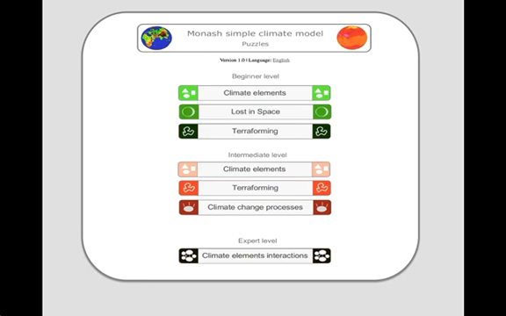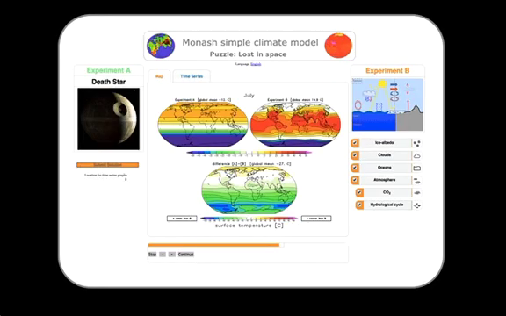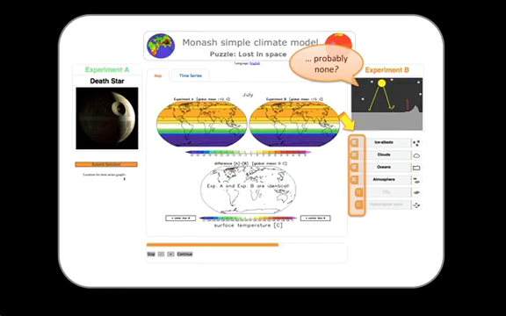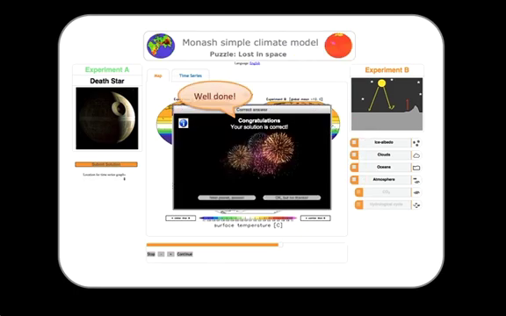We have a whole series of puzzles on simple levels and more complicated. So let's go into space here. Here we have the Death Star, and we can ask our question, what climate elements are not active on the Death Star? And then maybe none of them are active. Well done, that's correct.